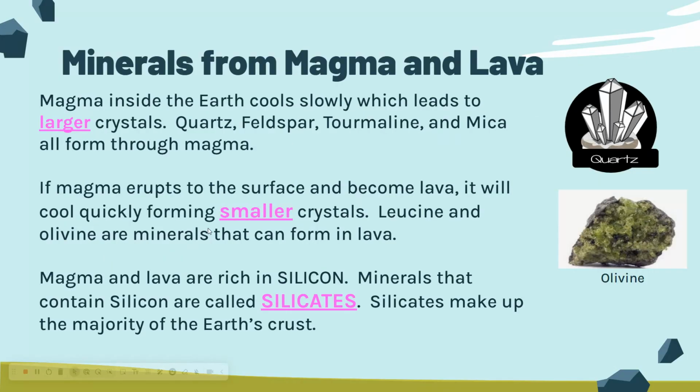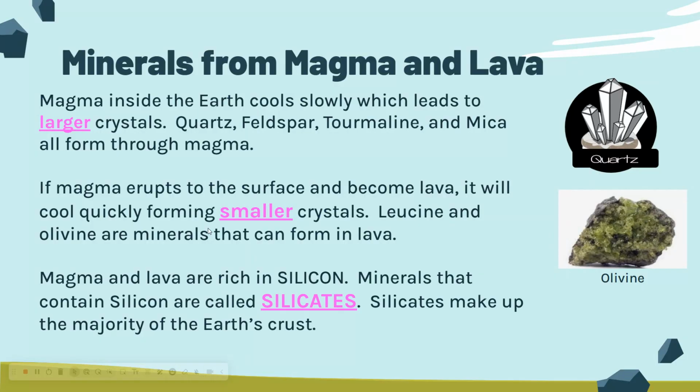The first one is magma. Magma inside of the earth is going to cool very slowly, and this is going to lead to really big, larger crystals. You're going to see quartz, feldspar, tourmaline, and mica. These all form through magma. This is where we get really big pieces of quartz because this magma is cooling very, very slowly. However, on the flip side, when magma erupts, it becomes lava, and that's going to cool really quick, and that forms very small crystals. Leucite and olivine are minerals that form in lava, and they form very small crystals.